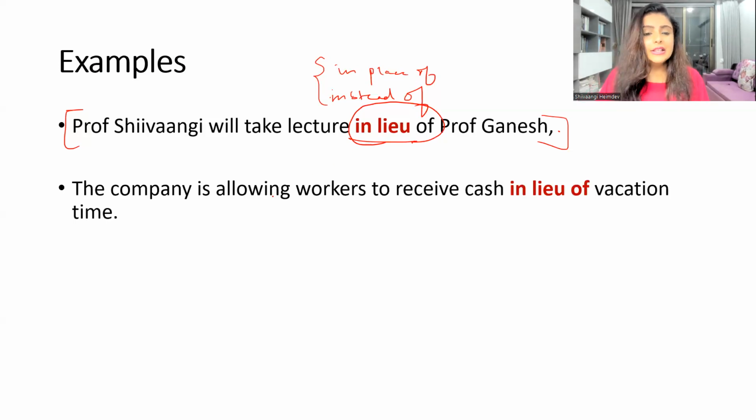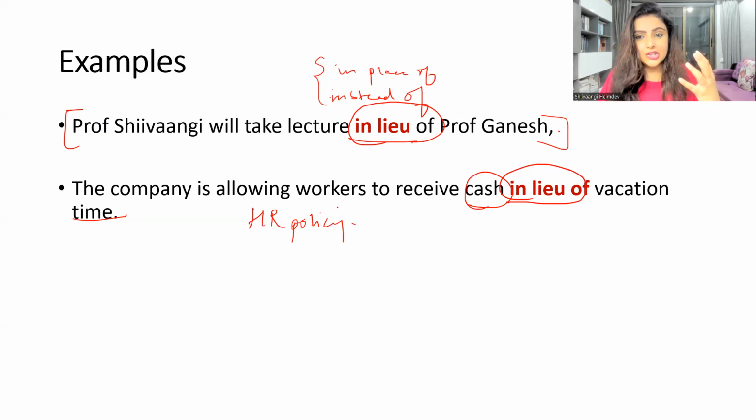Look at the second one. "The company is allowing workers to receive cash in lieu of vacation time." What does this sentence mean? That instead of giving vacation time to the workers, or in place of giving vacation time, the company is allowing workers to receive cash. This is again formal English, something which comes from an HR policy of the organization. Instead of giving vacation time, we are going to allow you to receive some cash for it.